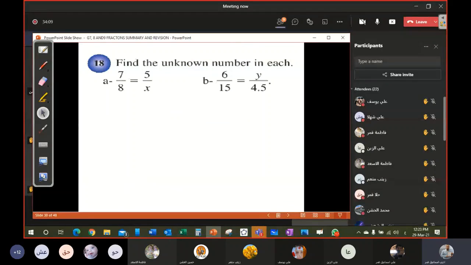Part 18. You have 5 minutes to calculate the value of X and the value of Y in each of these 2 parts, A and B. In 5 minutes the time will be finished. Okay, I have finished.